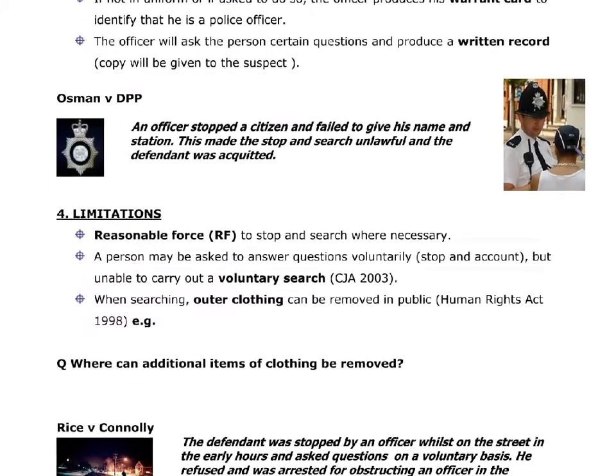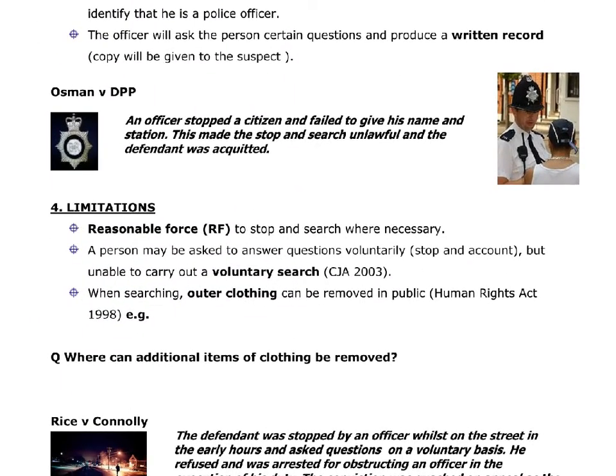Then we've got a case there, Osman versus DPP. So this is a case where an officer decided to stop somebody on the street, but he didn't give his name and station. All he did was say why he stopped him. He never said anything else. So because your full NSR procedure was not given, because he only gave his reason, the other 2 weren't there, it meant that the full stop and search was unlawful as a result.